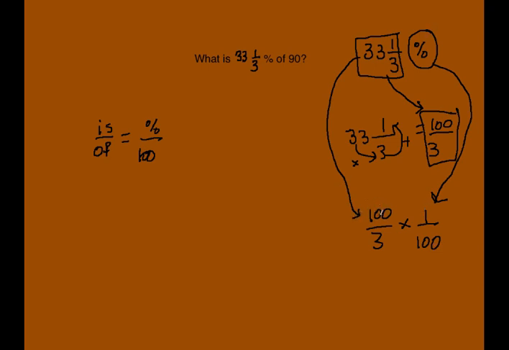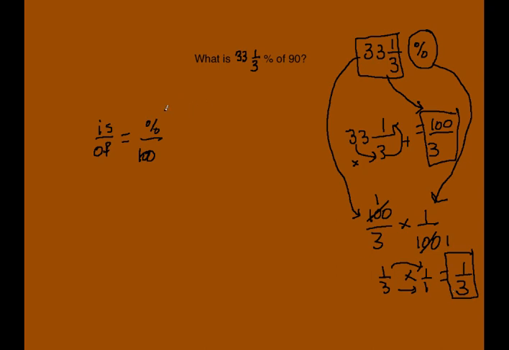Now we can clearly see that we can simplify because we have the same number on top as at the bottom. 100 goes into 100 once, and 100 goes into 100 once. So we have 1 over 3 times 1 over 1. Multiply top with top, bottom with bottom: 1 times 1 is 1, and 3 times 1 is 3. This looks nice now. The 33 1/3% just became this little guy here, 1 over 3.